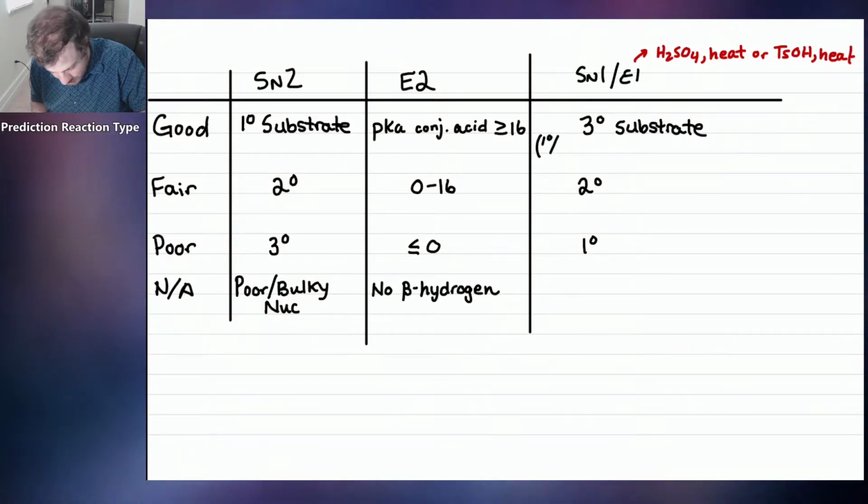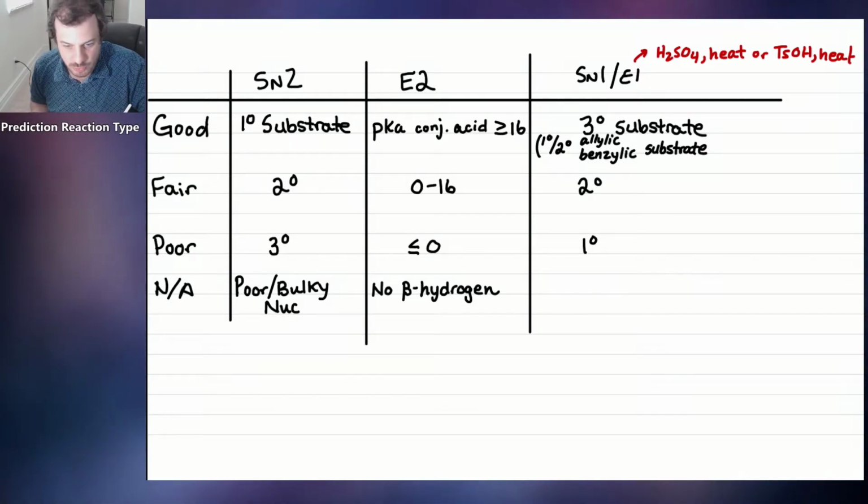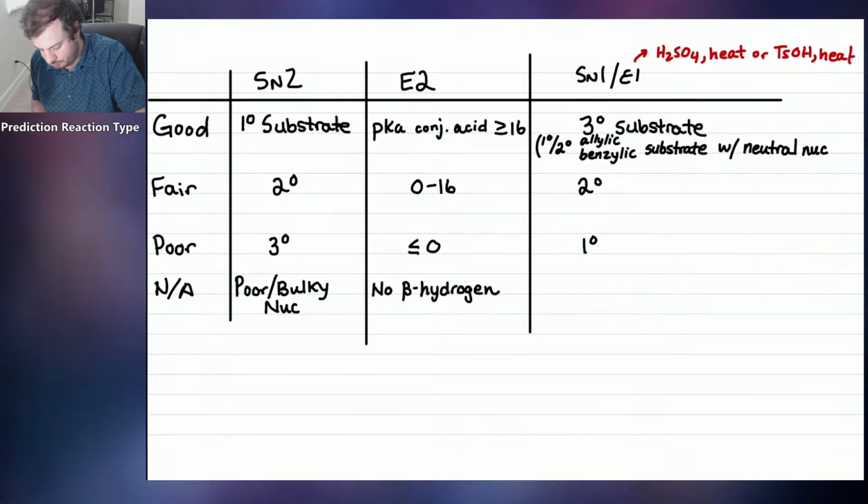If you have a primary or secondary allylic or benzylic substrate, that is, when the leaving group leaves, if it creates at that position an allylic or benzylic carbocation, that is what we would call an allylic or benzylic substrate. And this is good if you have a neutral, that means not a charged, nucleophile. Okay? So if you have a primary or secondary allylic or benzylic substrate with a neutral nucleophile, that will be a good entry for our SN1 E1 column. And we will look at examples of this. For the fair column, we also want to add primary or secondary allylic or benzylic with negatively charged nucleophiles.